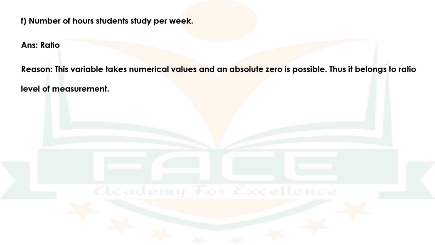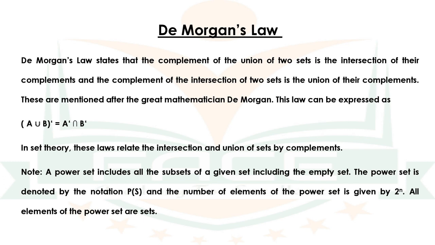Our next topic is De Morgan's law, and this is a topic related to probability. De Morgan's law states that the complement of the union of two sets is the intersection of their complements, and the complement of the intersection of two sets is the union of their complements. These are named after the great mathematician De Morgan. This law can be expressed as (A union B) complement is equal to A complement intersection B complement. In set theory, these laws relate the intersection and union of sets by complements.